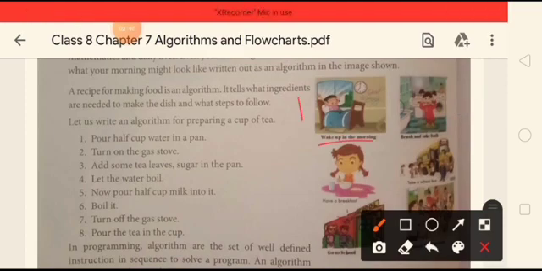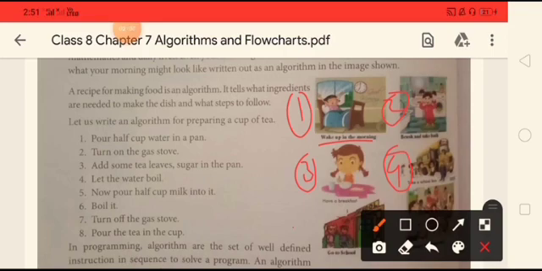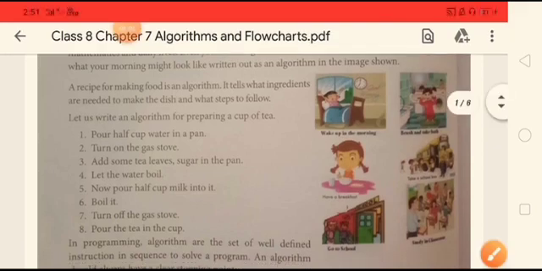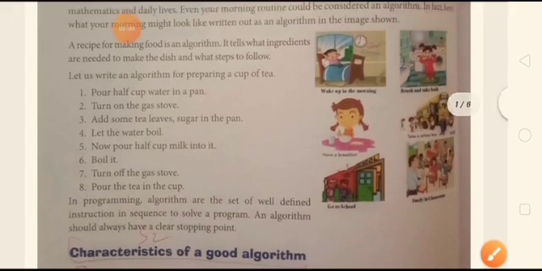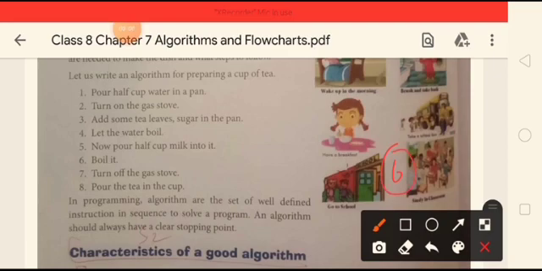Wake up in the morning, this is your first step. Then brush and take a bath, this is your second step. Then have breakfast, this is your third step. Then take a school bus, this is your fourth step. Then go to school, this is your fifth step. Then study in the classroom, this is the sixth step. So these are basically the steps of your daily routine.